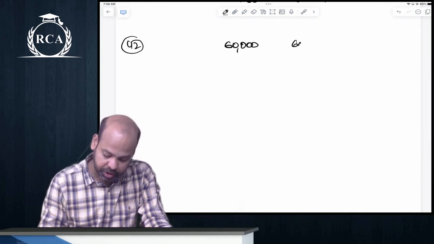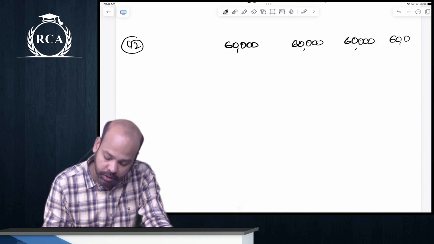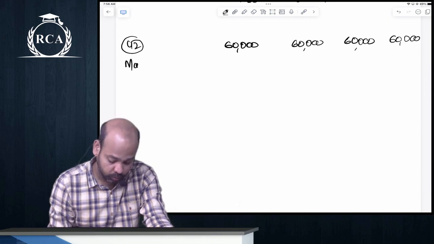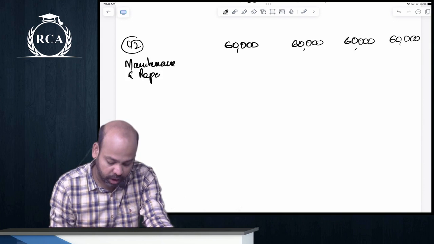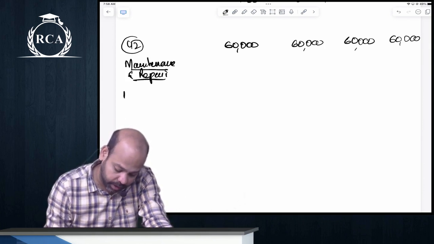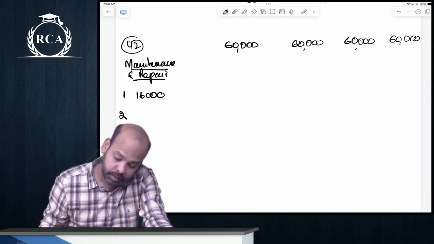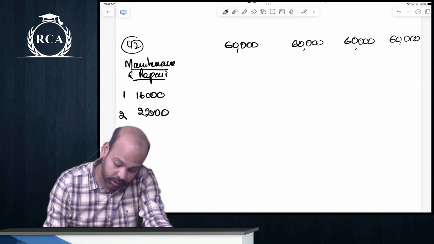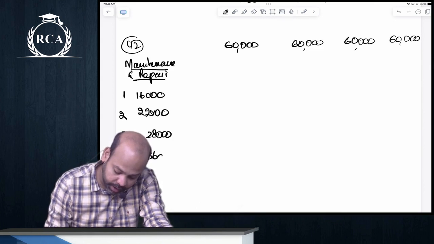Irrespective of which year option, guys, you will anyway have to purchase the machine, whether it is year 1, year 2, year 3 or year 4. After that we have to take present value of maintenance and repair. Year 1 it is 16,000. Year 2 you will take 18,000 plus 4,000, 22,000. Year 3 you will take 28,000. Year 4 you will take 36,000.